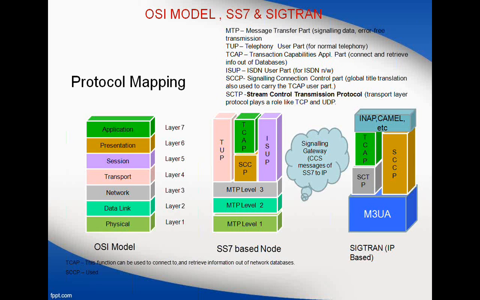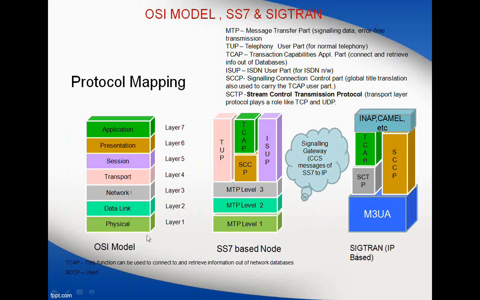We will be seeing now the protocol stacks. Here we have the OSI model, SS7 and SIGTRAN. We will see one by one in general. So what is the OSI model? We all know that it is a very base model, the open system interconnection, by which all the telephony works. So you can see the protocol mapping of the OSI model, SS7 based and SIGTRAN.